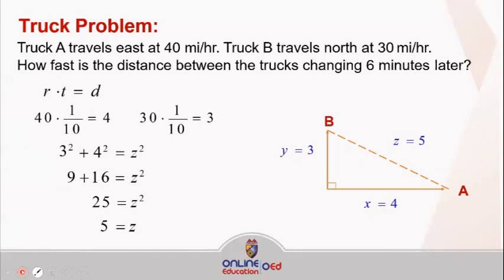So, for this problem naman, we have a track A travels east at 40 miles per hour, and track B travels north at 30 miles per hour. How fast is the distance between the tracks changing 6 minutes later? So, for this problem naman natin is meron tayo ditong given na triangle. So, parang triangle siya, which is yung meron tayo dito yung letter B, which is nagta-travel siya north, and yung A natin is nagta-travel siya into east natin.